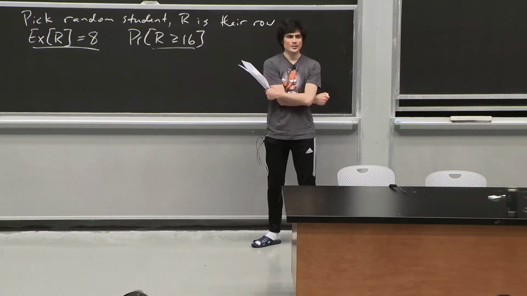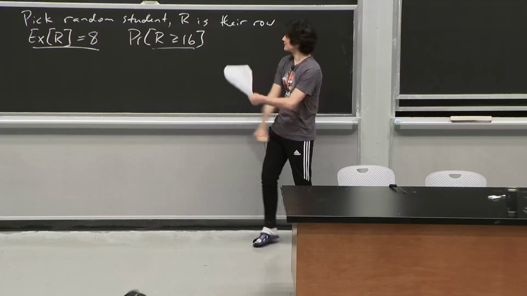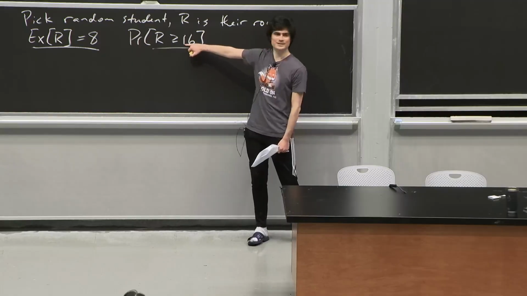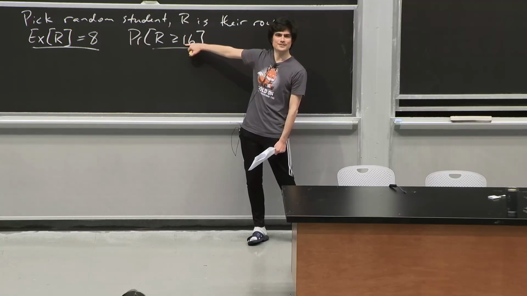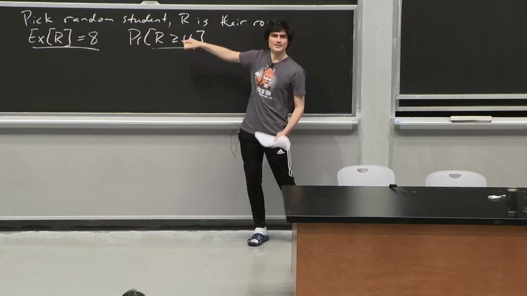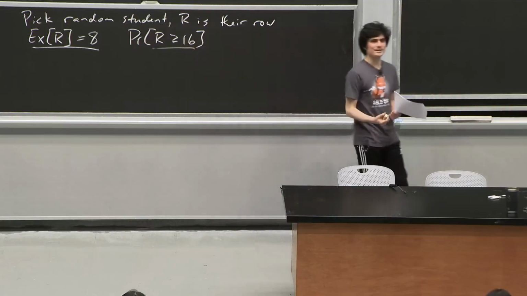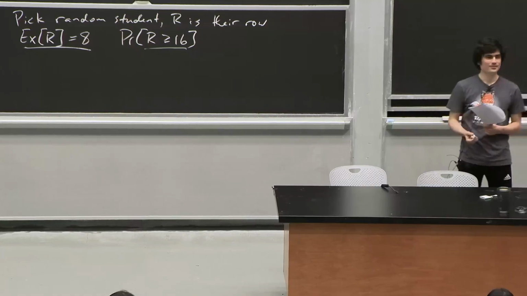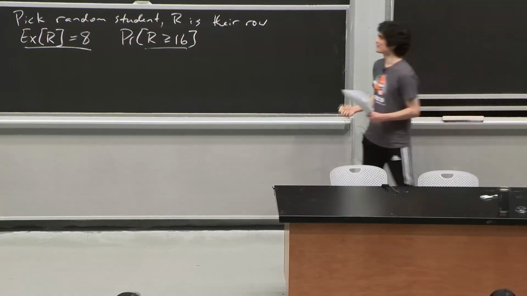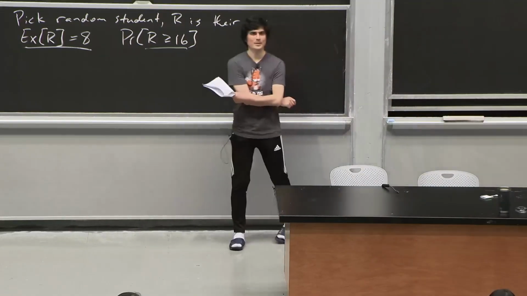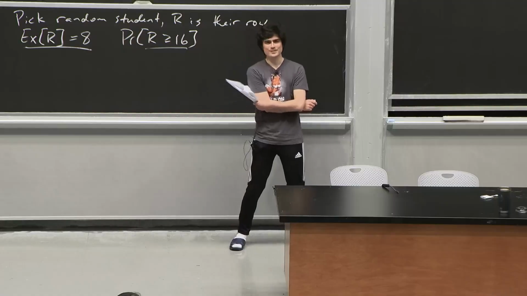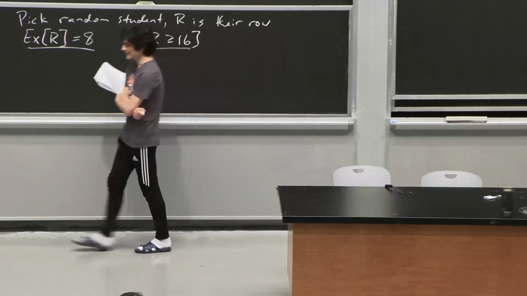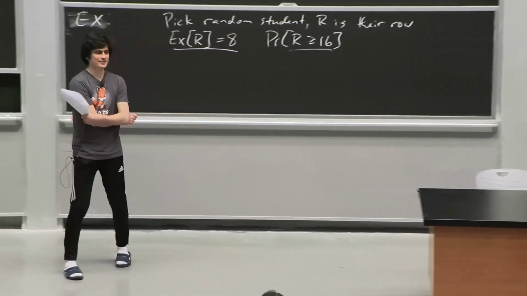Well, if more than half of the students are in the back, that gives us R is at least 16, right? That tells us that the expectation should be at least 8, right? Or sorry, more than 8. So the converse of that is that there are at most half of the students in the back 5 rows.